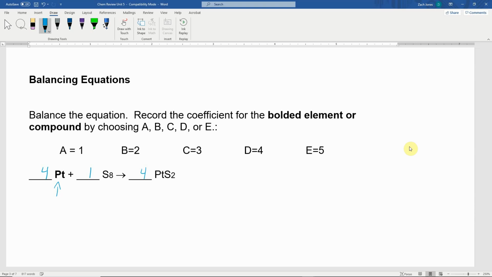I would put a 1 here, and so therefore, PT, the correct answer would be D because 4 was in that slot in front of the bolded one.